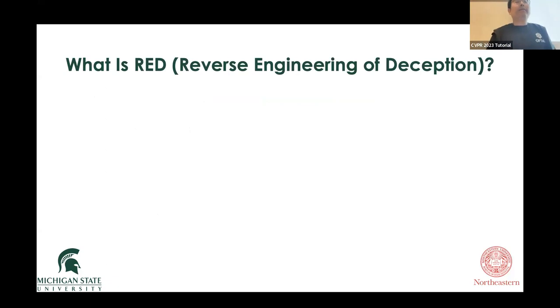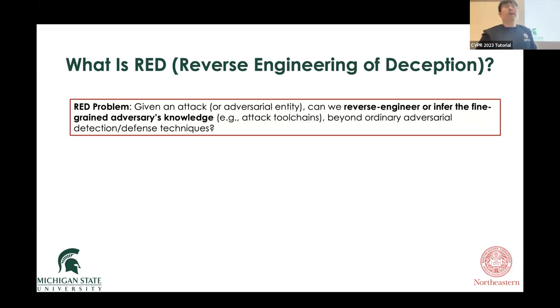The first question, actually the core concept in this tutorial, is what is RET? What is reverse engineering of deceptions? Generally speaking, given some attack instance, like an adversarial example, backdoor attack, GAN-generated or diffusion-model-generated images, can we reverse engineer or infer some fine-grained adversarial knowledge, like attack tools, attack goals, and so on, beyond the ordinary adversarial detection or defense techniques?